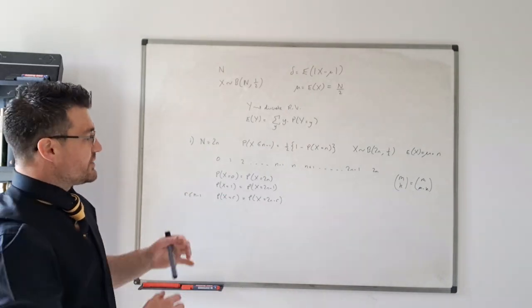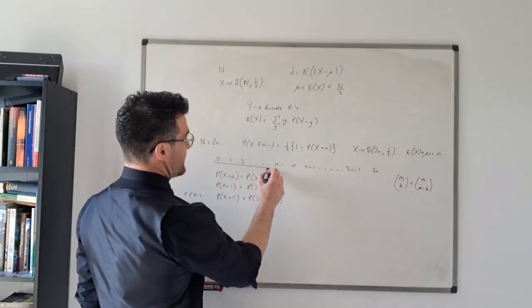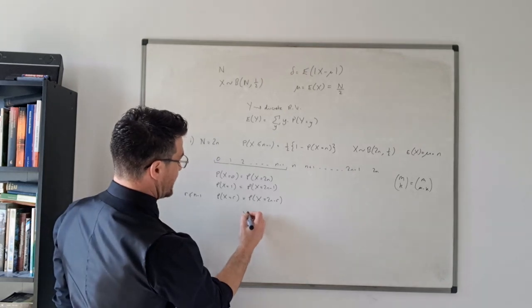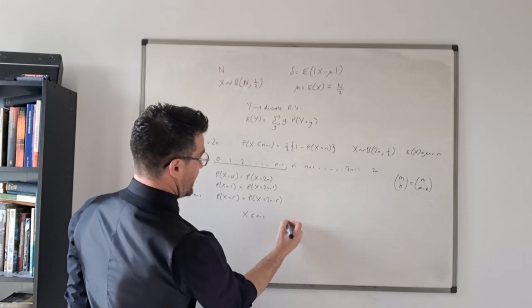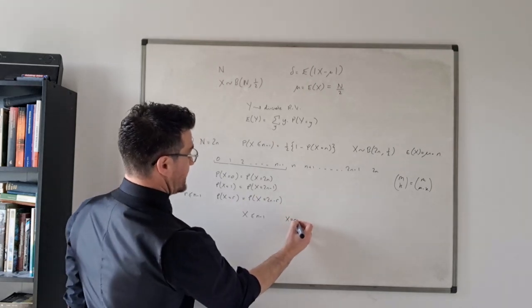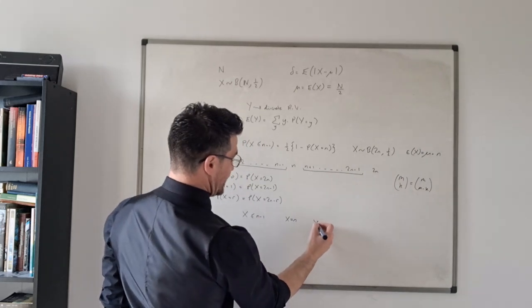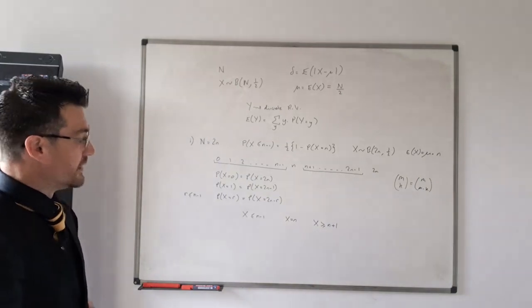So what I can do then is group all of these outcomes together into an event, the event that X is less than or equal to n minus 1. I've got this event, which is X equals n, and then I can group all of these together into the event X is greater than or equal to n plus 1.